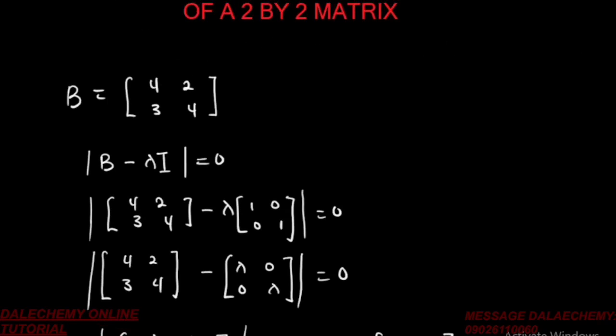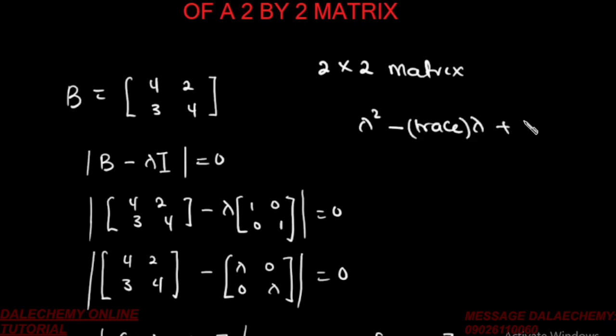Now the shortcut is that if you want to find the characteristic polynomial of any 2 by 2 matrix, you can simply use this formula: lambda square minus the trace of the matrix times lambda, then plus the determinant of that matrix. So for this case, the matrix is B, so we're going to put that B in 2 bars like that. So this is the characteristic polynomial of that matrix.